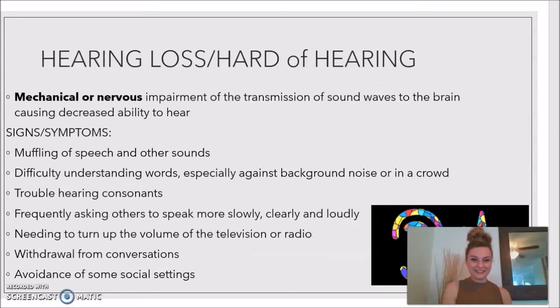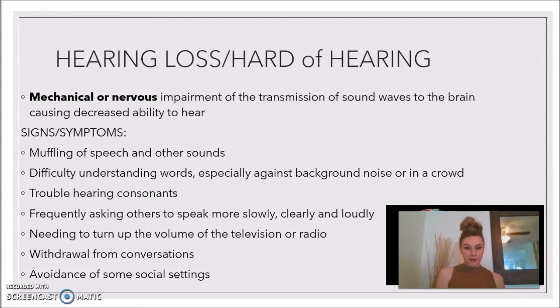Okay, so hearing loss and hard of hearing. Also, we can talk about being deaf. You might get a lot of patients with hearing problems. Of course, geriatrics makes sense, right? Again, this is mechanical or nervous. There's an impairment of transmission of sound waves to the brain, causing a decrease in the ability to hear.